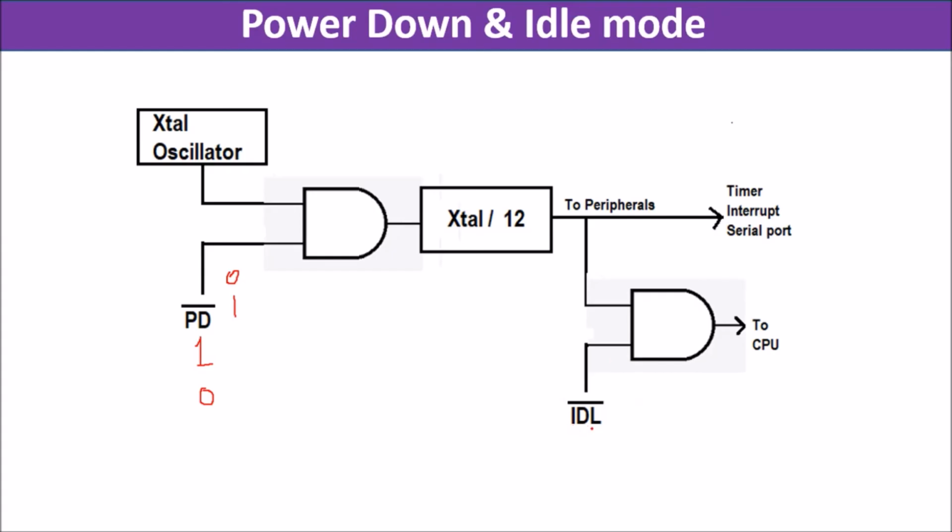Same for the IDL bit. When this bit is 1, idle mode is on, so the IDL bar bit will be 0 and it will disable the clock provided to the CPU. When the IDL bit of the PCON register is 0, this mode is disabled, so IDL bar will be 1 and the clock will be given to the CPU.